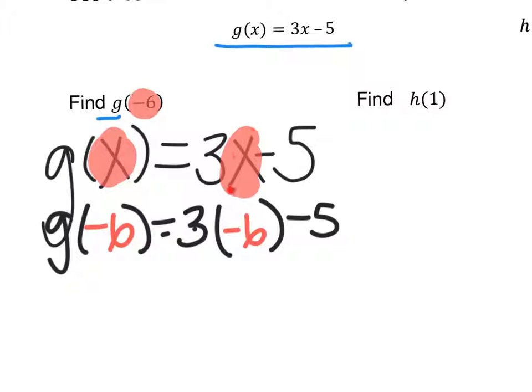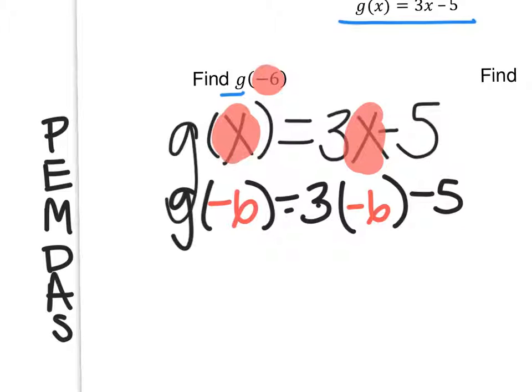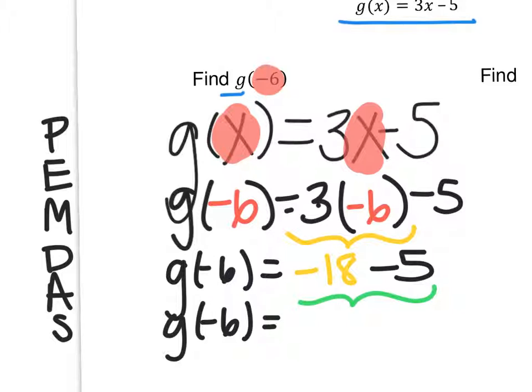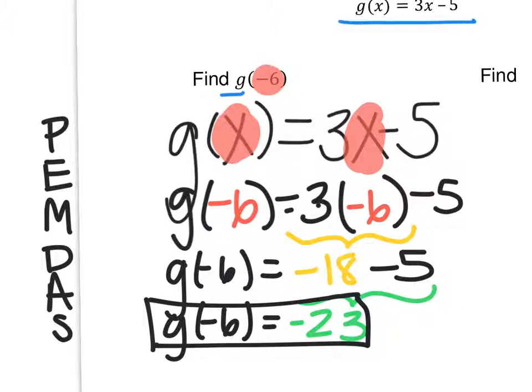It's important to note that if you take out a letter and put in a number, you need to put that number in parentheses every single time. Now we can use our order of operations, or PEMDAS, to finish the problem. We take care of our multiplication first. So g of negative 6 equals 3 times negative 6 is negative 18, minus 5. Now I can combine my negative 18 and my minus 5. Negative 18 minus 5 is going to give me negative 23. So my answer to this question would be g of negative 6 equals negative 23.